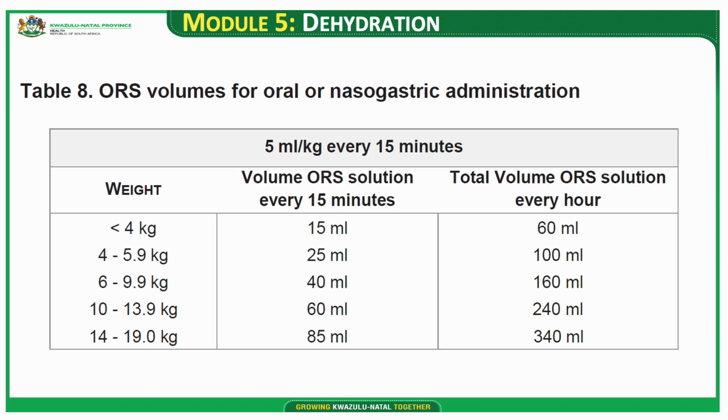The second part of this chart shows what volumes of fluid we give to each of these patients. You've got the weight on the left-hand side and the volume of fluid that we would give every 15 minutes. So in other words, if the child weighed less than 4, you would give them 15 ml every 15 minutes. This is the equivalent of 60 ml every hour.